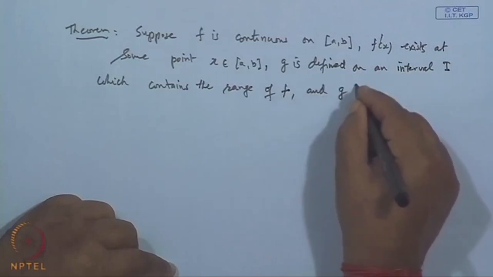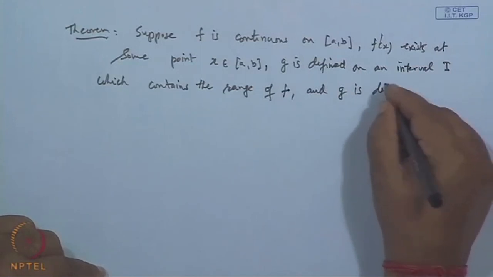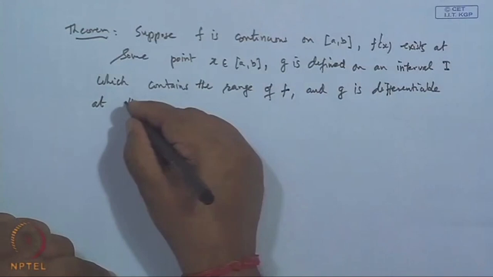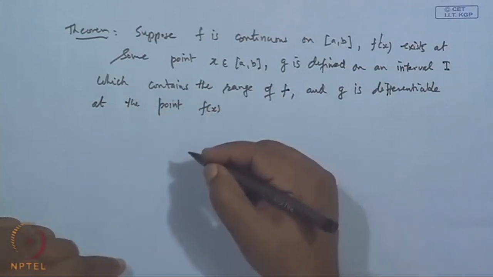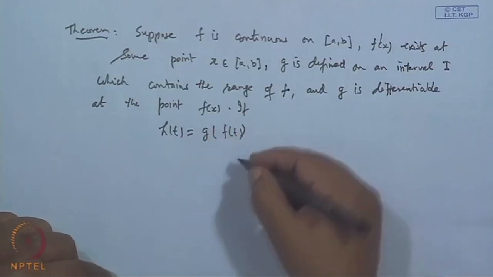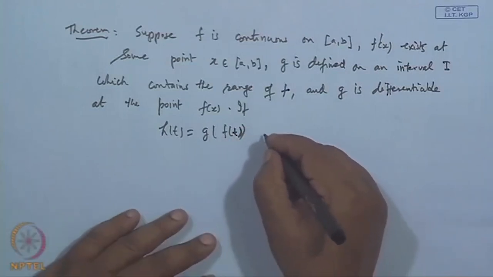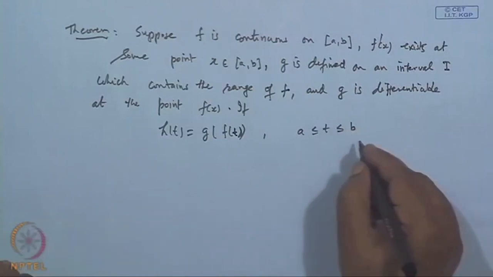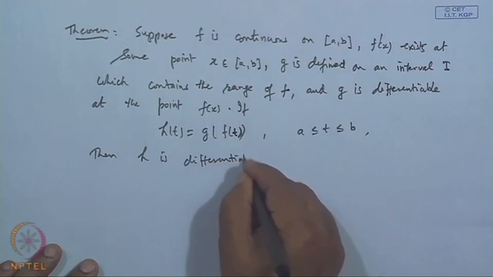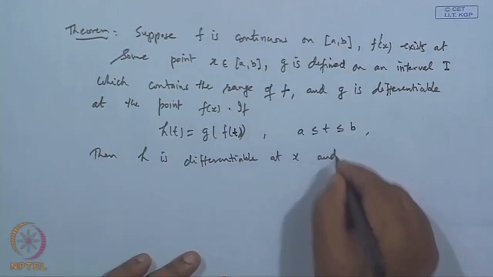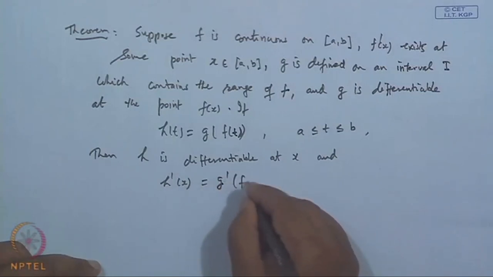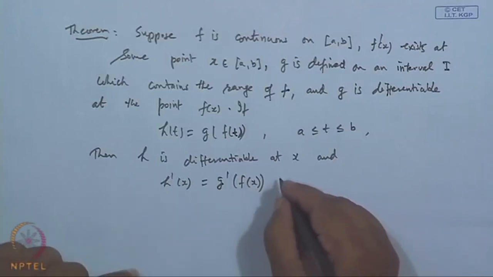and g is differentiable at the point f(x). Okay. Now, if h(t) equals g(f(t)) for t lying between a and b, then h is differentiable at x, and the derivative of this is equal to the derivative of g with respect to this f(x), and then f with respect to x.